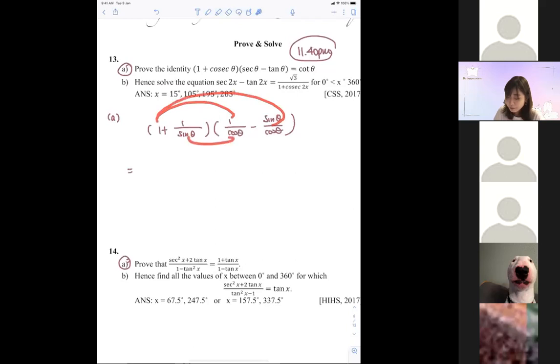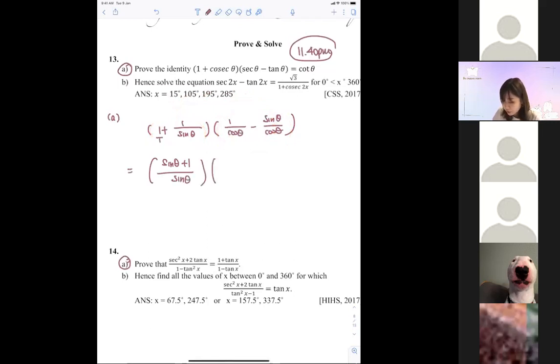You can expand, or what you can do is combine them into one fraction. The only few people who sent it to me, you guys expanded, it's okay, can expand. So this one we can combine into one fraction. You times sine theta times sine theta. So sine theta plus 1 over sine theta.